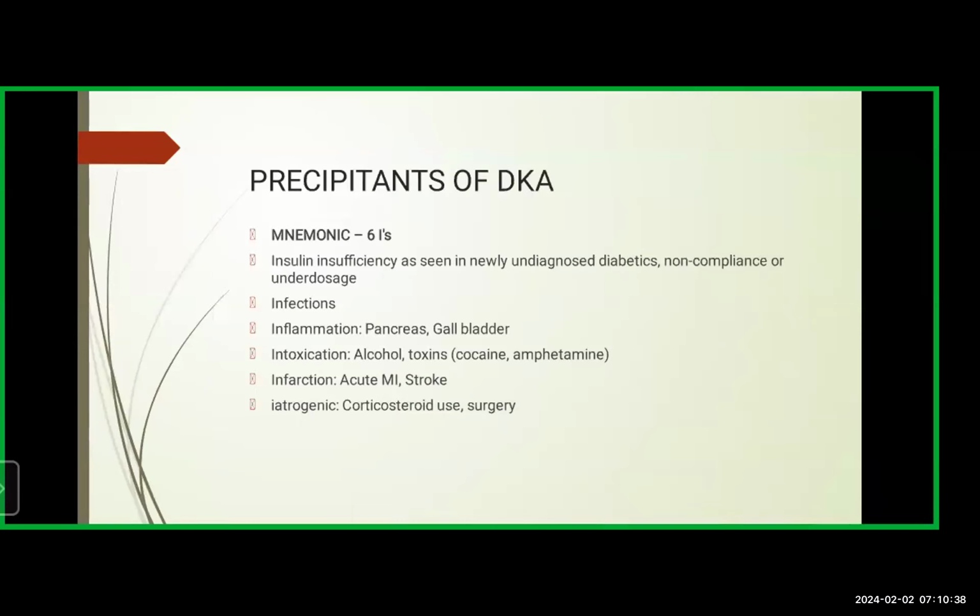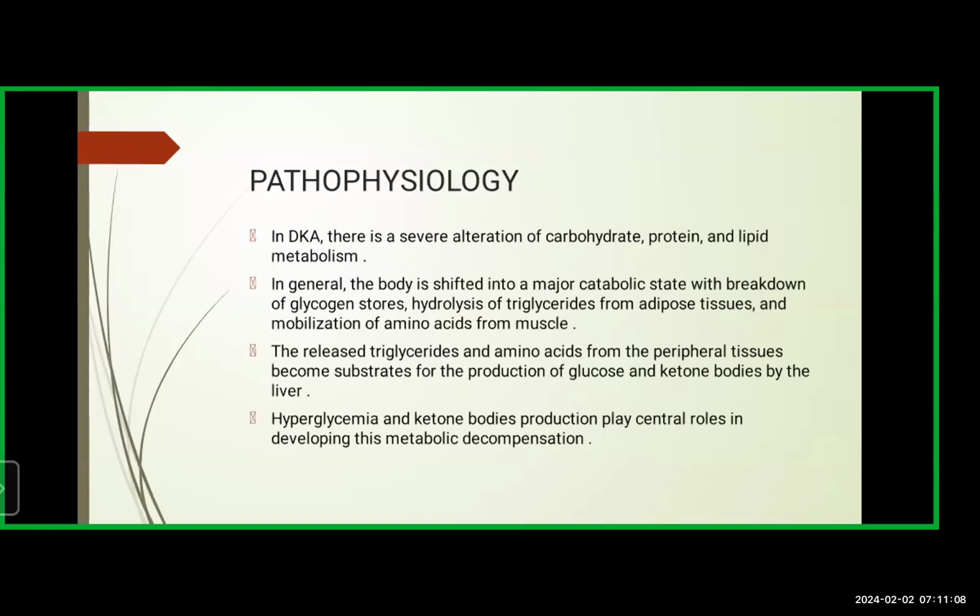For DKA, the precipitants of DKA have this small mnemonic, the Is, which include insulin deficiency in patients that are newly undiagnosed, and they present first with DKA. Of course, these patients are not on insulin therapy, or patients that are even diabetics and not compliant with medication or underdose. Other precipitants include inflammation, infections, intoxication, infarctions such as acute myocardial infarction, stroke, and iatrogenic.